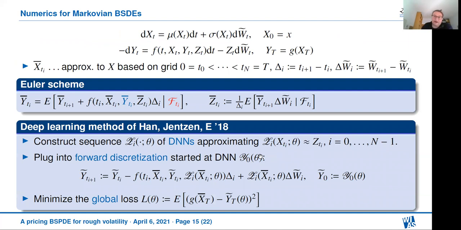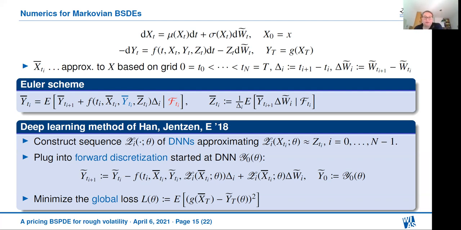So let's now come to numerics. In the next two slides, I want to give you a very quick overview of numerical methods for standard Markovian BSDEs. Okay, so for standard BSDEs, and now I have added actually an X dynamics because we anyway need it in our setting too. So what do you do? The first thing you can do is an Euler scheme. And it's natural to start at the terminal time because you have a terminal condition. So you know your solution at the terminal time.